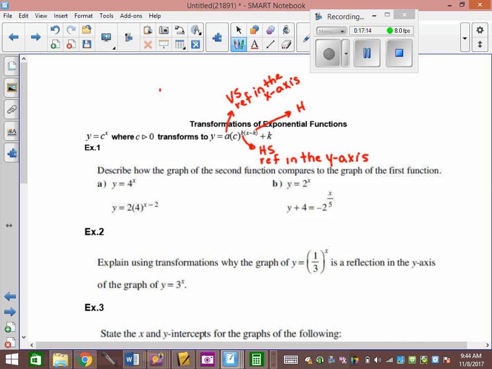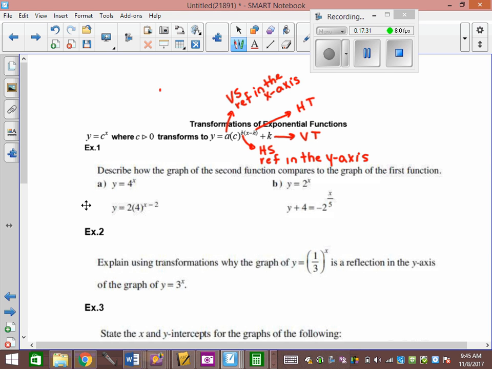Your h gives you your horizontal translation and your k gives you your vertical translation. So technically your x is in the exponent now, right? If it's just a plain old x in the exponent, you have no horizontal stretches, you have no reflections in the y, you have no horizontal translation.